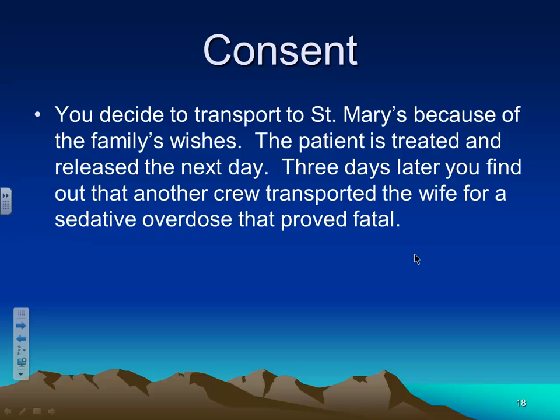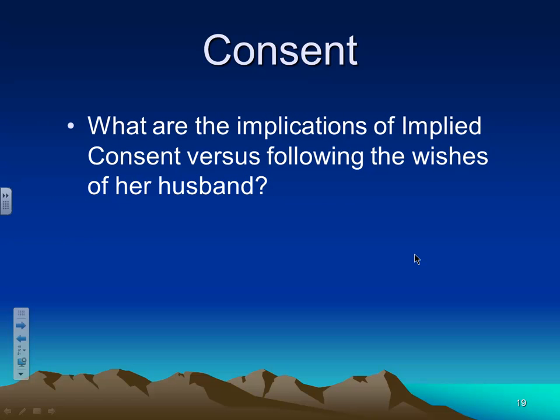Excuse me? Three days later, you find out that another crew transported the wife for a sedative overdose that proved fatal. Okay, we killed her. That's their problem. So now you think you should have transported to the psych place, should have gone to county? Because they should have recognized it and transferred her to the psych hospital. Because we're always there to transfer to another facility. So the implications of implied consent versus the wishes of her husband, which one should you do here? Implied consent. If it's something serious like this, I would probably go under implied consent.